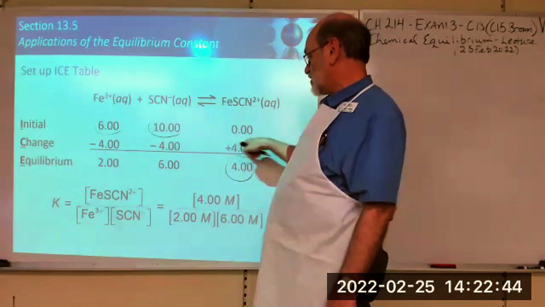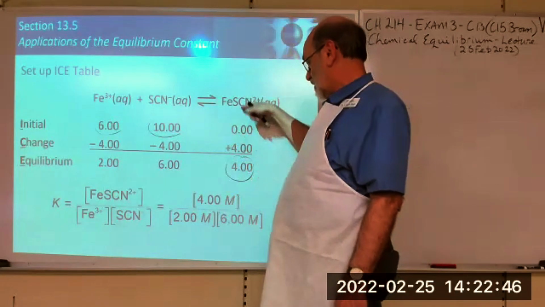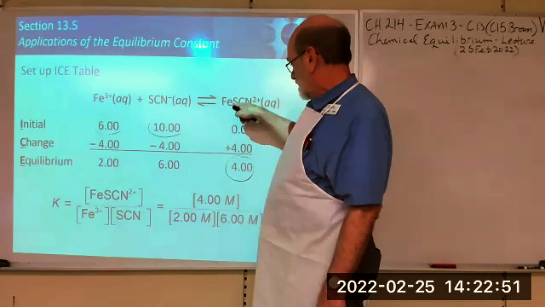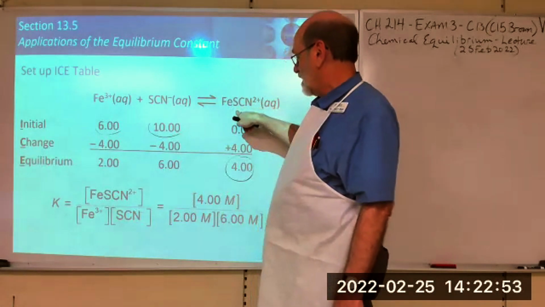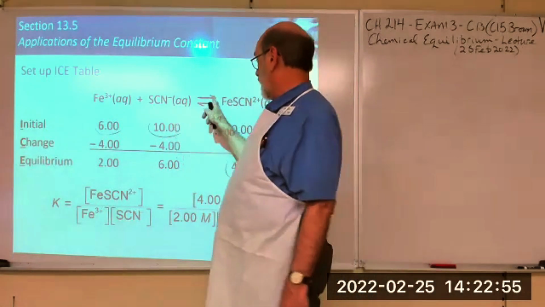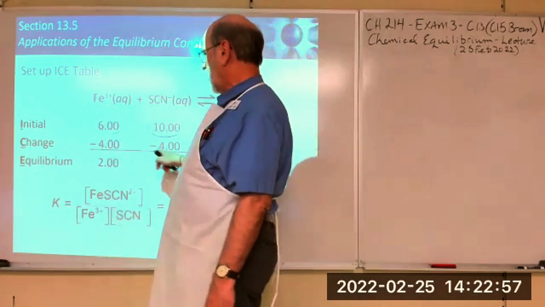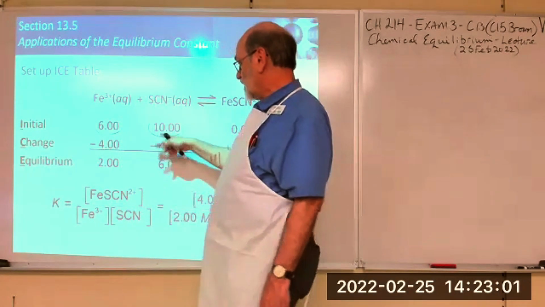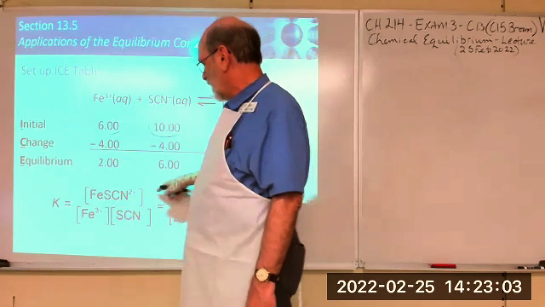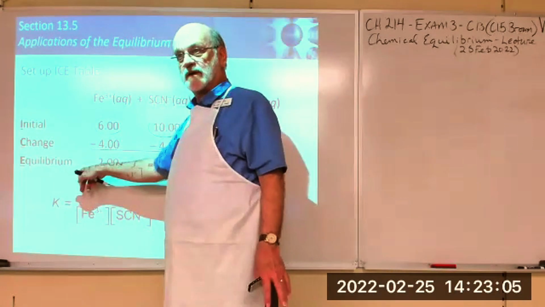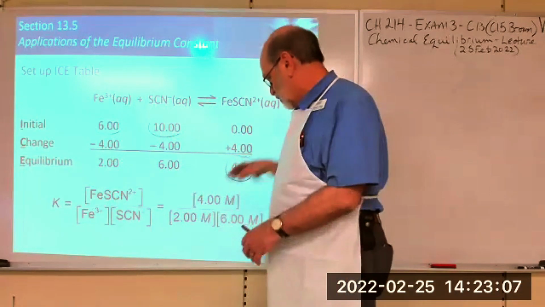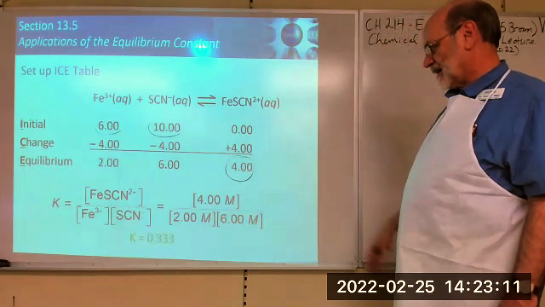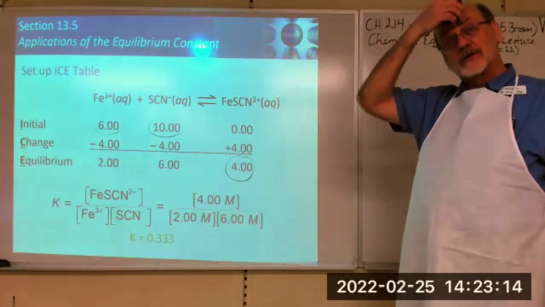Well, it had to come from the change. We had to add that much to get there. So if 4 molar is here, how did it get there? Well, the ratio is 1 to 1 to 1, so 4 molar lost there and 4 molar lost there. Okay. So that means these are minus. That leaves us with this much and this much at equilibrium. And then we just plug them in the equation. And now we've calculated K at that temperature.